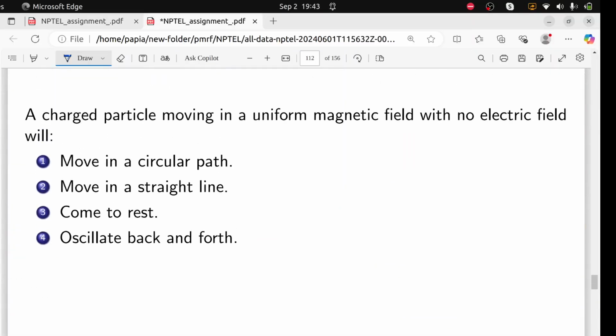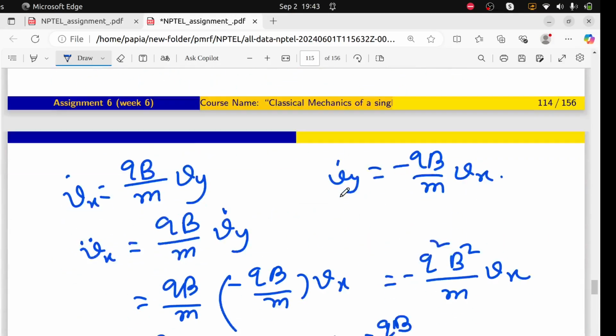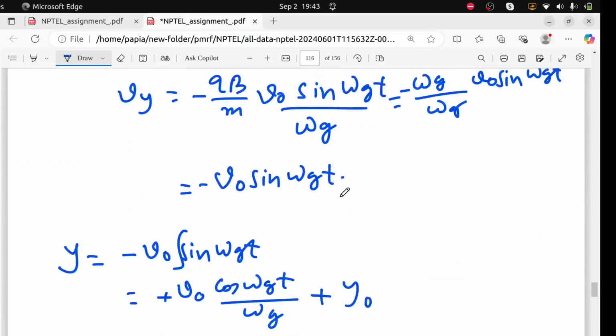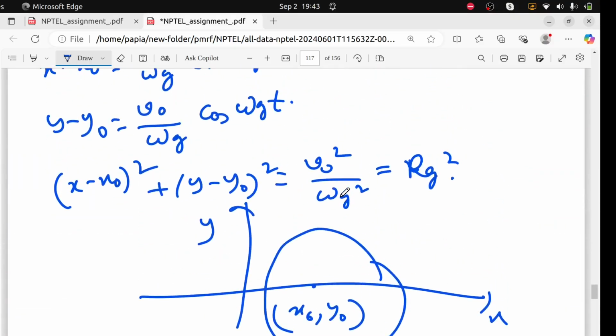A charged particle moving in a uniform magnetic field with no electric field will move in a circular path. It will not move in a straight line, it will not be at rest and oscillate back and forth. That is also not correct. So moving in a circular path, that we can see, because here (x minus x0) whole square plus (y minus y0) whole square equals v0 square by omega z square equals rg square. This is the equation of a circle.